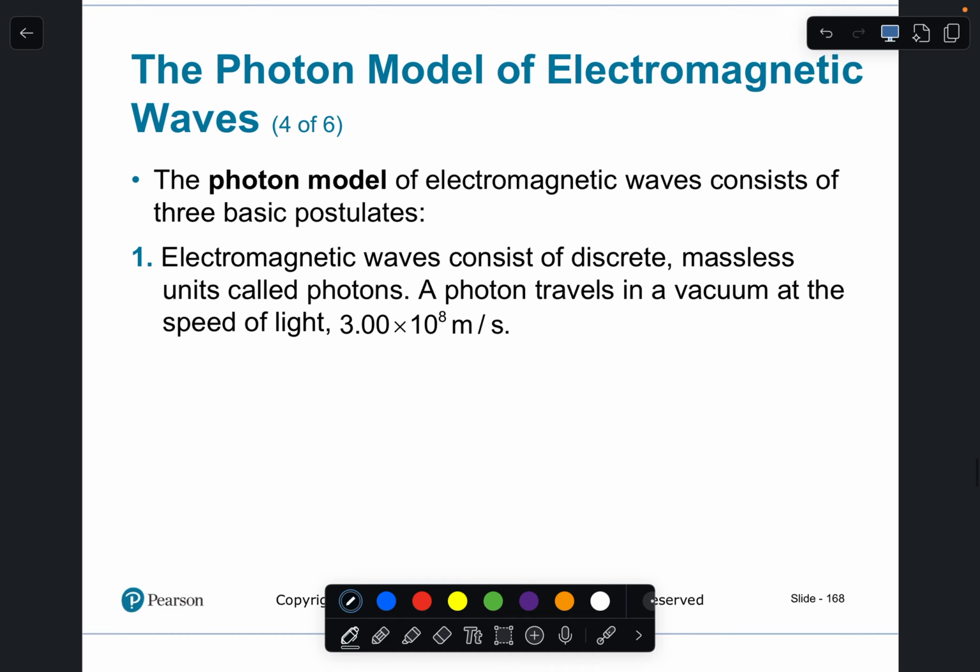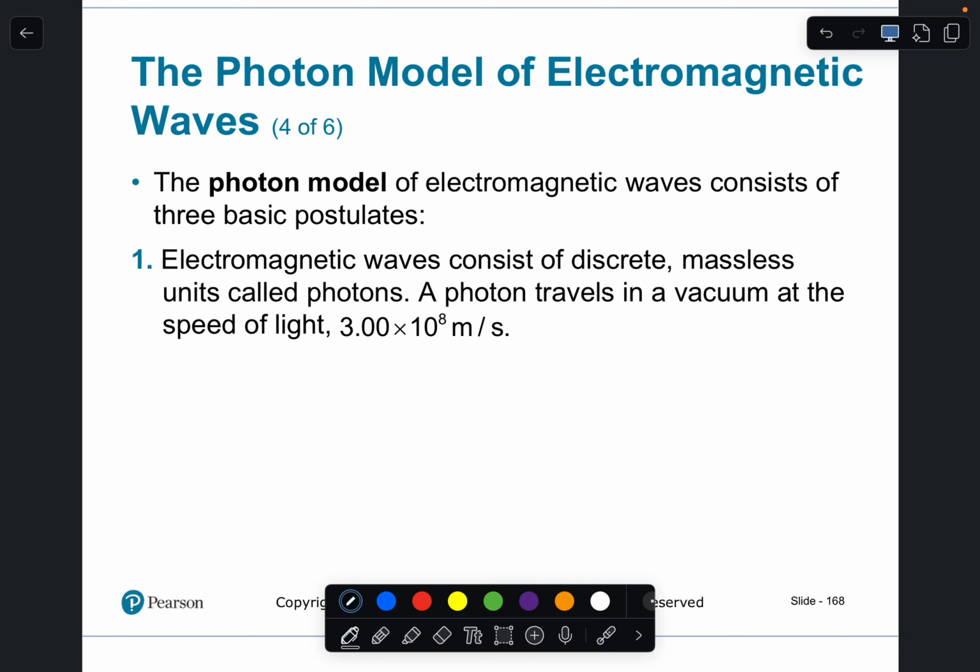So we use the photon model, and the postulates of the photon model is that instead of treating electromagnetic waves as waves, we treat them as a source of particles called photons. And these particles don't have a mass, okay? They're massless. And they are discrete, meaning their energy levels have specific discrete values, like 1, 2, 3, 4, okay? And there's no continuum like 1.1, 1.2, 1.3. So that's what discrete means. And photons travel at the speed of light, the same speed that a wave does in a vacuum.